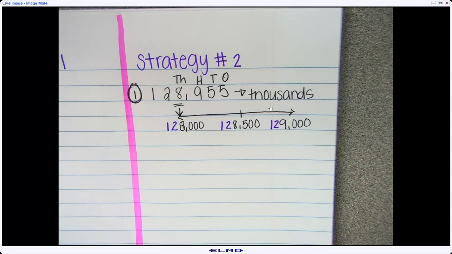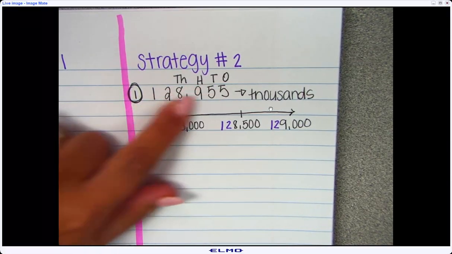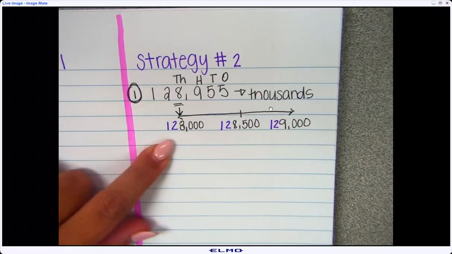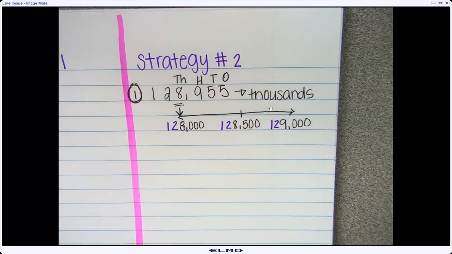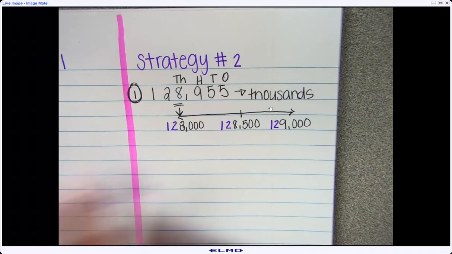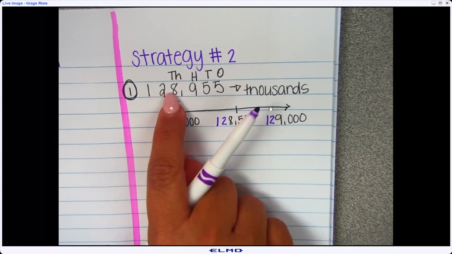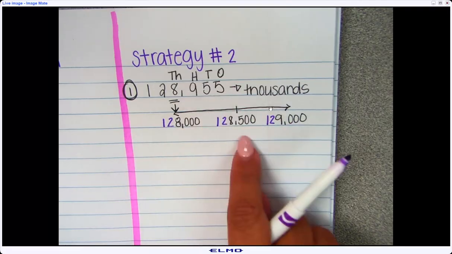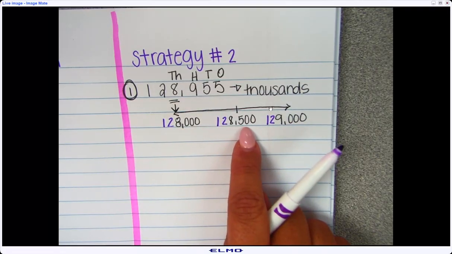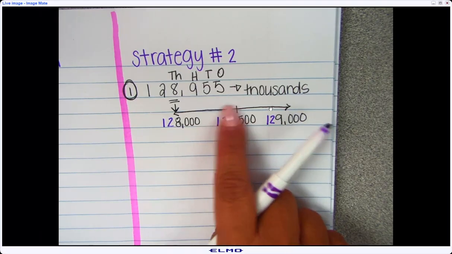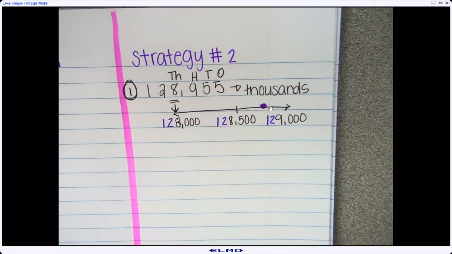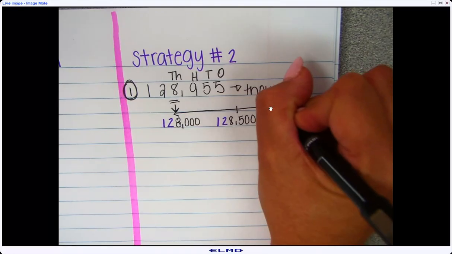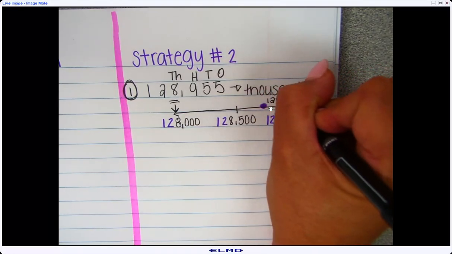All right, now I have to see, well, where does this number fit on my number line? Would this number be less than my midpoint or greater than my midpoint? Well, let's see. This is 128,955. This is 128,500. So would it be before or after? After. It would be somewhere here. 128,955.